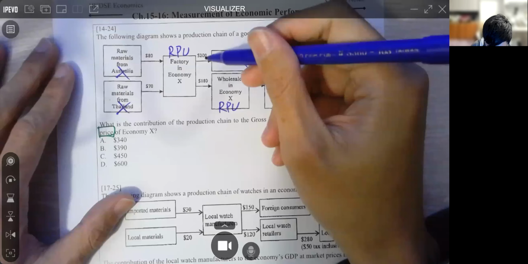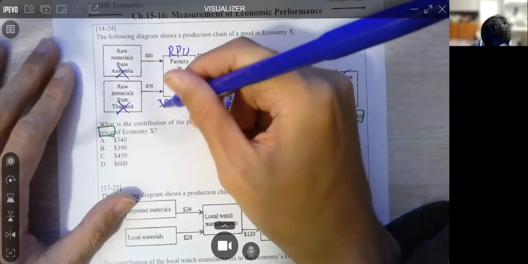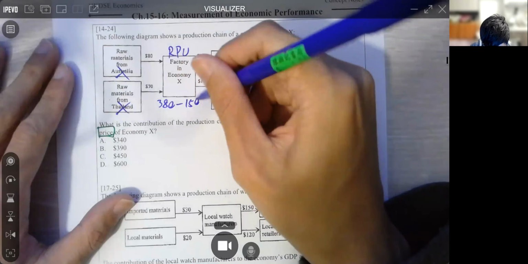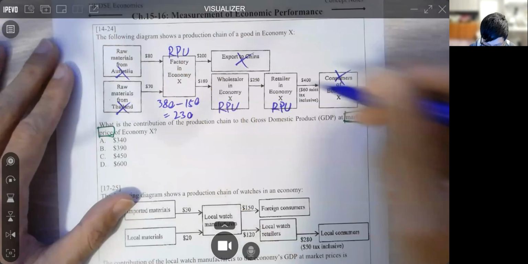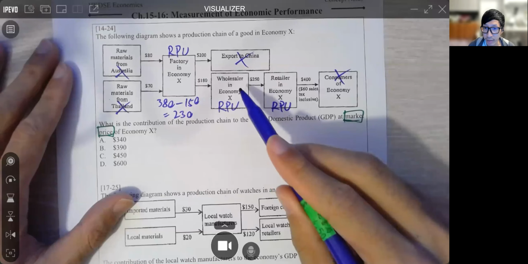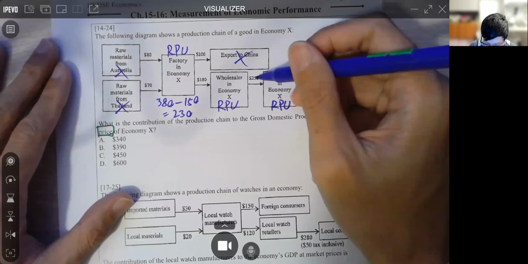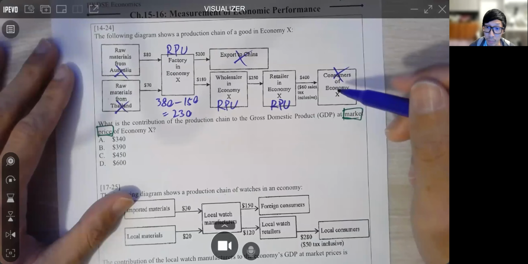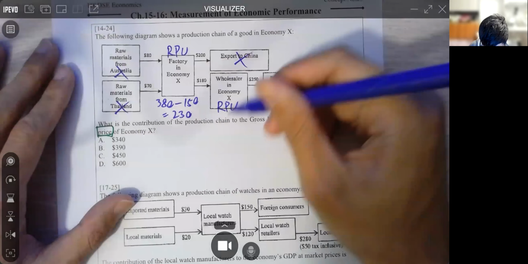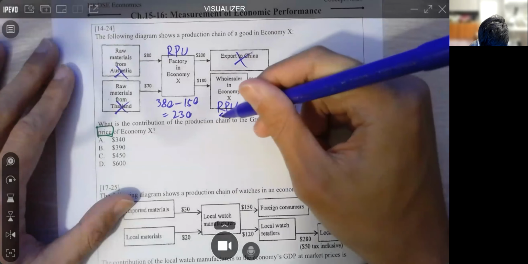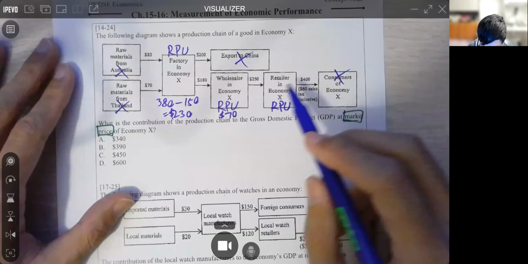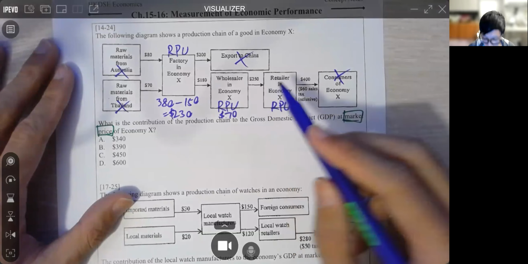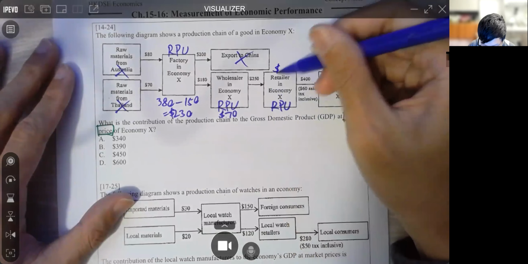Here, we have 380 minus 150, 230, right? Retailer, the value added would be 250 minus 180, which would be 70, right? And finally, this retailer, 400 minus 150, 250, 150.